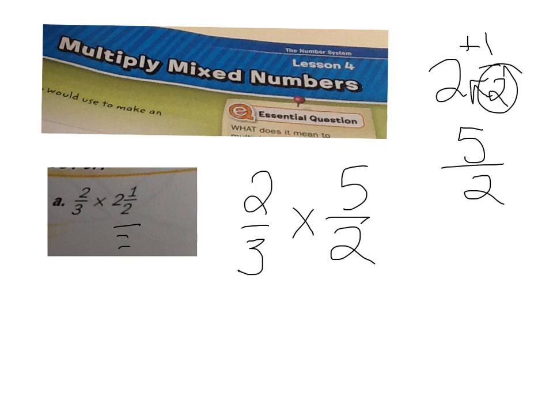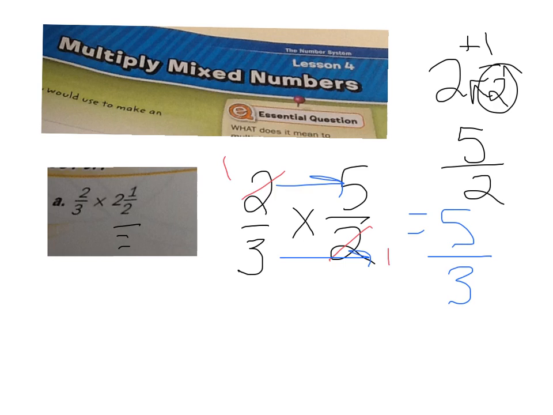Now, when multiplying, you could simply multiply across, but you can look to see if you can simplify first. And you can. If I look at my diagonal of 2's, I can simplify those. To simplify them, I know that 2 can go into both of those. So I'm going to take 2 divided by 2, which is 1, and 2 divided by 2, which is 1. Multiply across now. I have 1 times 5, which is 5, and 3 times 1, which is 3.